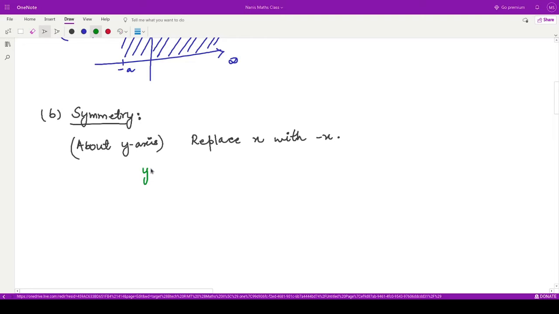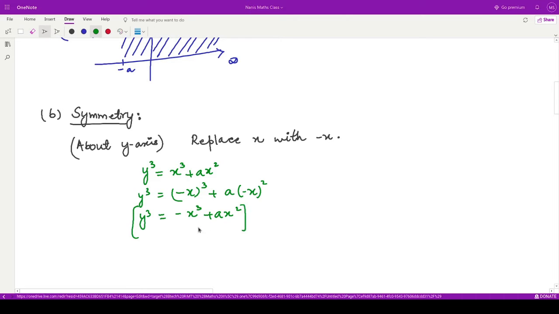Our curve was y cube is equal to x cube plus ax square, right? Now if we replace this x with minus x, we would have minus x whole cube plus a into minus x whole square. So it would be minus x cube plus ax square. So we have y cube is equal to minus x cube plus ax square. Now this quantity is not the same as the given curve.